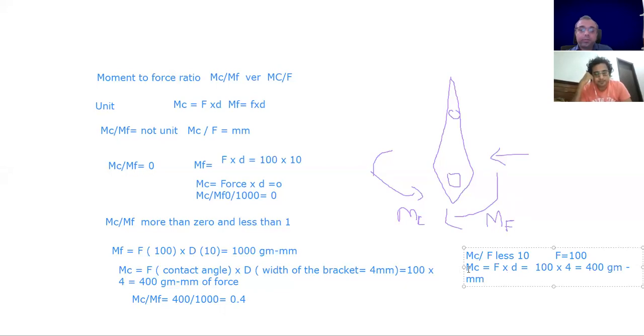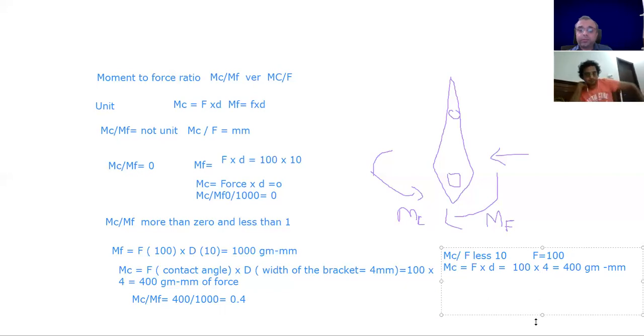So this is the scenario. We have a force of 100 grams, the moment of couple is 400 gram millimeters. So we will divide 400 by 100. It will become 4.